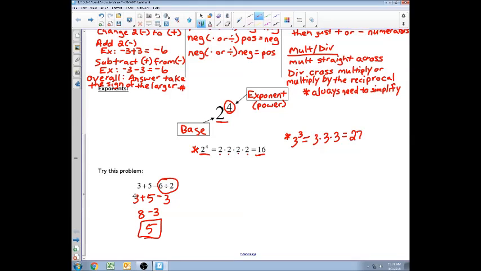Some common mistakes here. The first one, people will add the 3 and the 5 together first to get 8 minus 6 divided by 2. Then they'll go ahead and take the 8 minus the 6, which would give them 2 divided by 2. Do not do that. This is not correct.